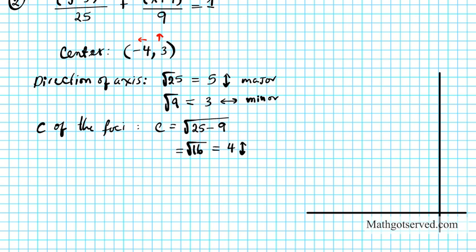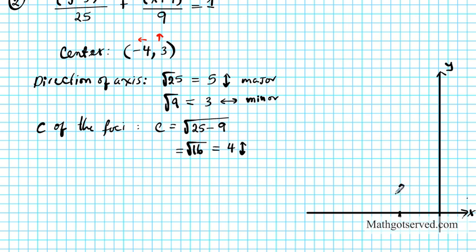Let me label my axis. First, this is my y-axis, and this is my x-axis. So the center is negative 4, 3, so we'll go 1, 2, 3, 4. And then we go up 1, 2, 3. So there goes my center.